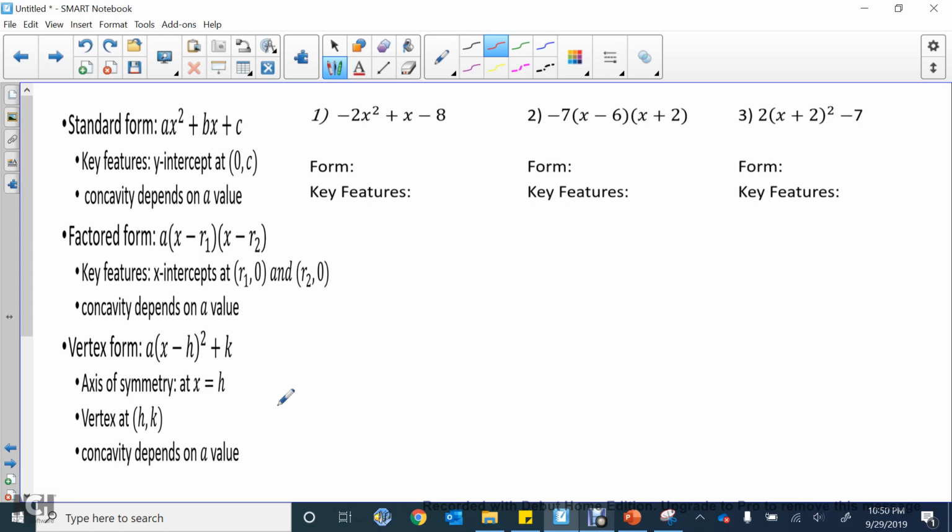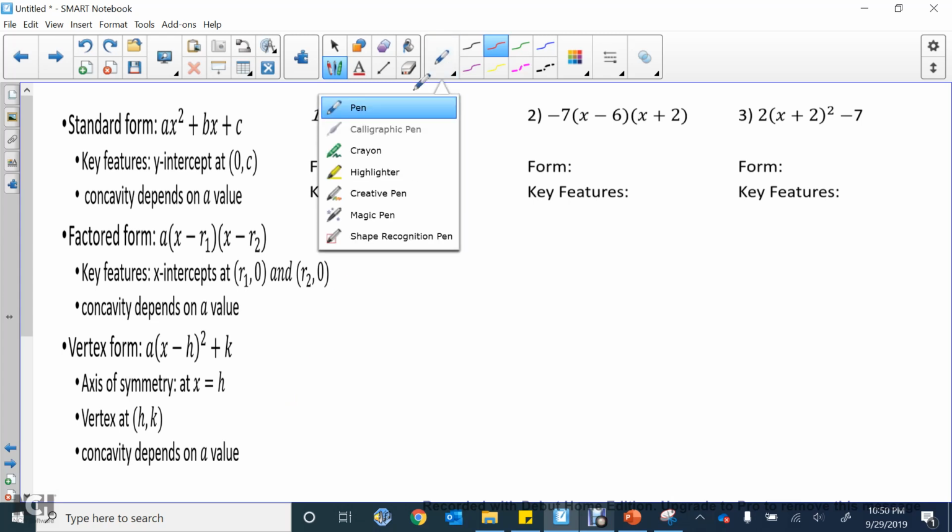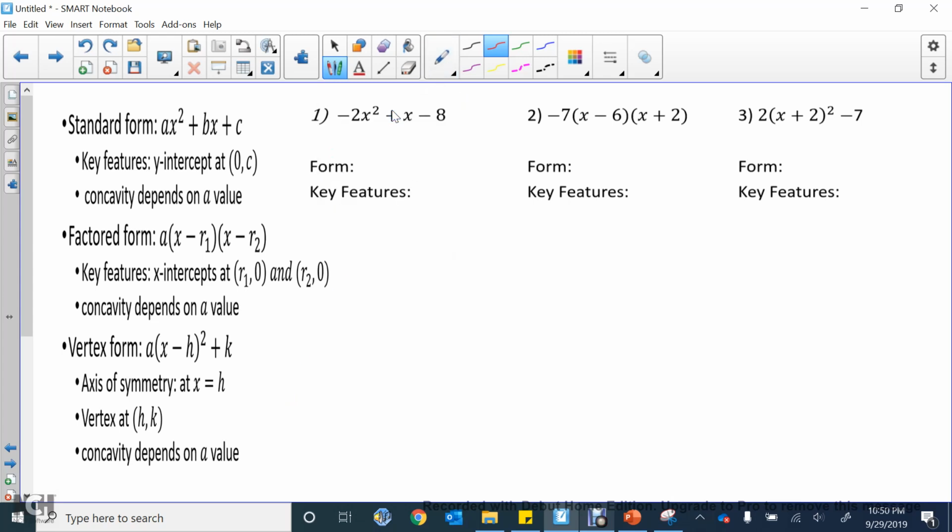So let us have this example. What we are going to do is find out what form of equation each one is and what key features will be given. So let us have negative 2x squared plus x minus 8. Given this equation, we found out that this is a standard form.